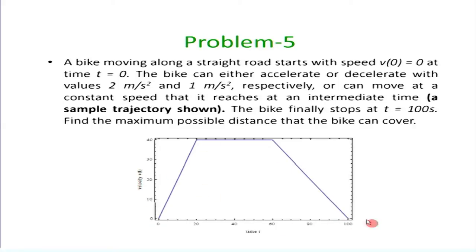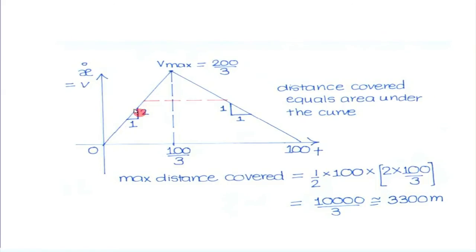Now note that in this case, if you want to find out what is the maximum distance that is covered, you have to note that the distance covered is the area. So there are various possible ways in which you can do it. But the maximum distance will be the maximum area, and the maximum area can only happen when this only continuously accelerates and continuously decelerates. That will be the maximum area, and I believe this calculation is correct, and answer comes out to be around 3300.